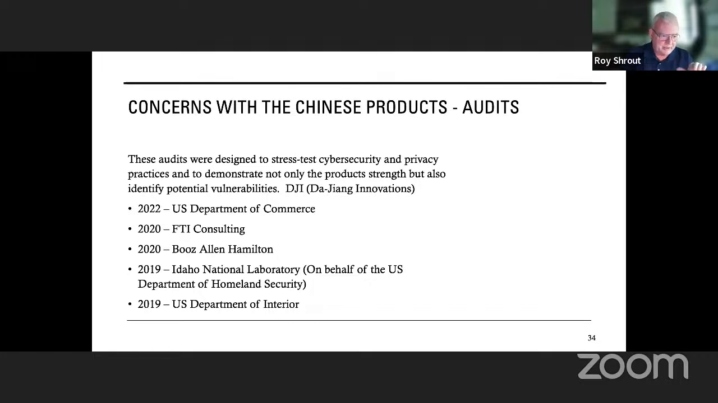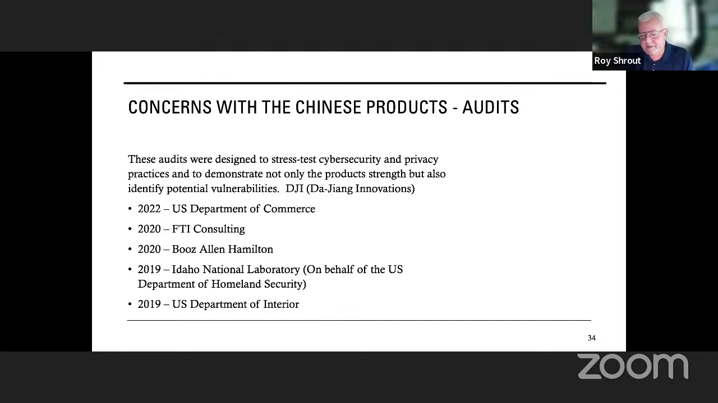You can see here are some dates. There have been multiple federal agencies in the country, along with outside agencies, that have done cybersecurity stress testing on DJI products. DJI, by the way, stands for Da-Jiang Innovations. Here's an example of some of the audits that were done. Recently, in 2022, the U.S. Department of Commerce, a federal agency, did one.